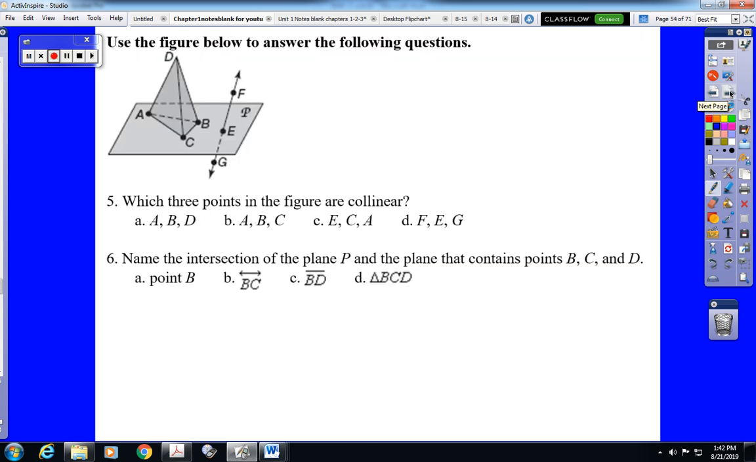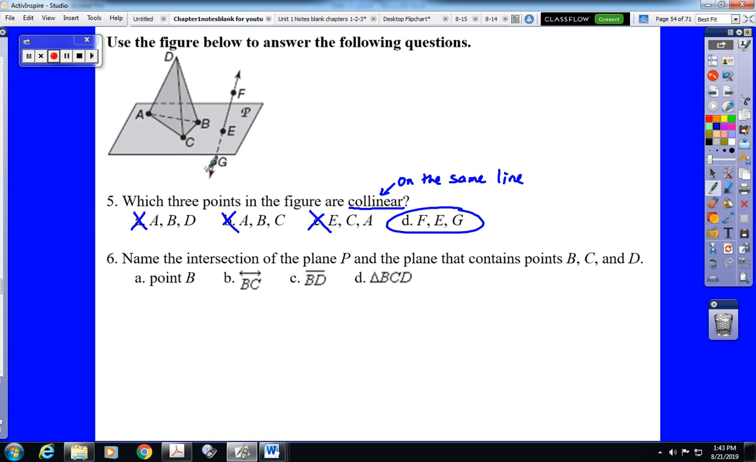On number 5, and we're going to stop this video after number 6 and start a new video at number 7. It says, which 3 points in the figure are collinear? That is a vocab word that means on the same line. If we examine our options, we see that A, B, and D are definitely not on the same line, so that's out. A, B, and C are definitely not on the same line. They form a triangle as well. E, C, and A are not on a straight line. The only ones that are collinear are F, G, and E. So our answer would be D.